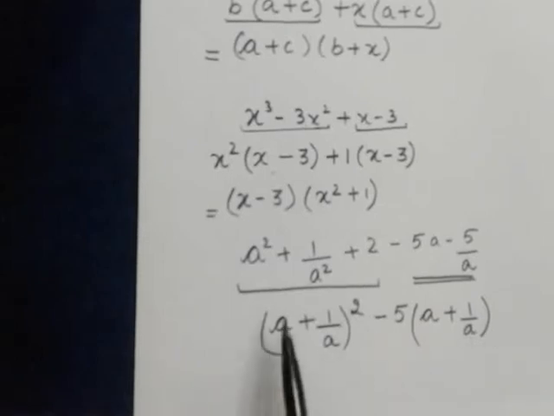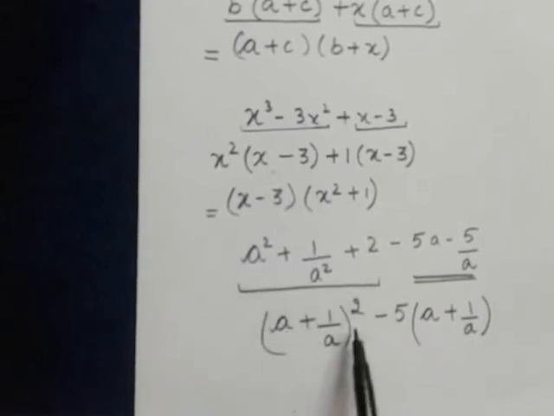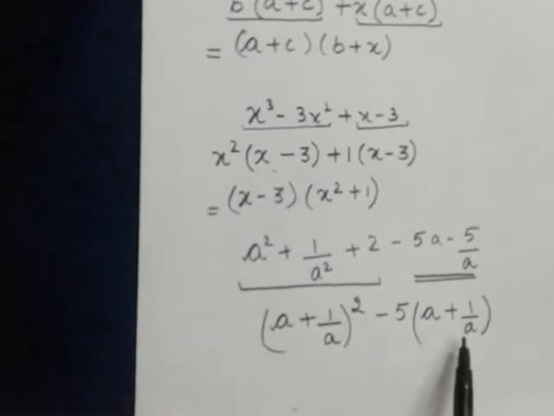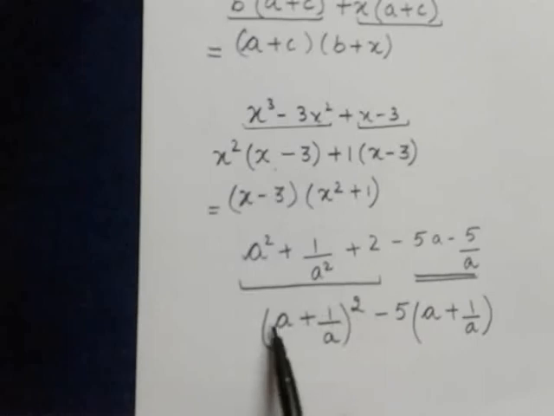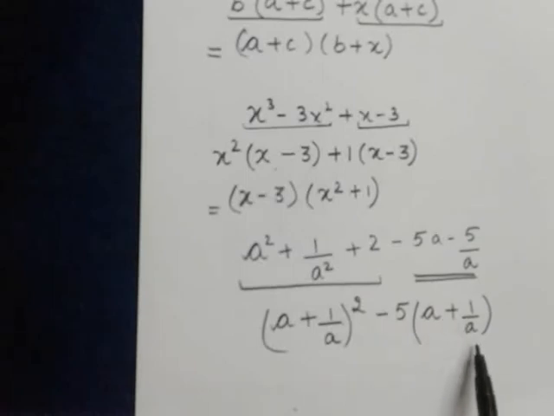And here also, if I write it as a plus 1 upon a whole square, we will get a common factor in these two terms. So we have written it as a plus 1 upon a whole square, using a formula from the expansions chapter, minus 5 into a plus 1 upon a.